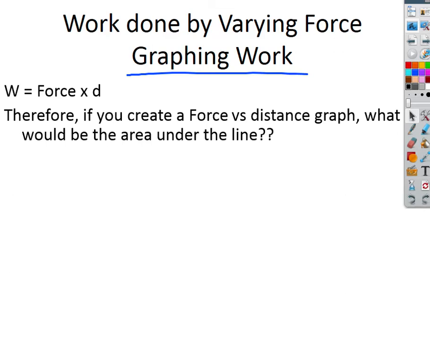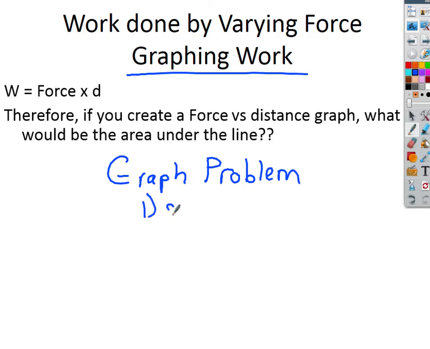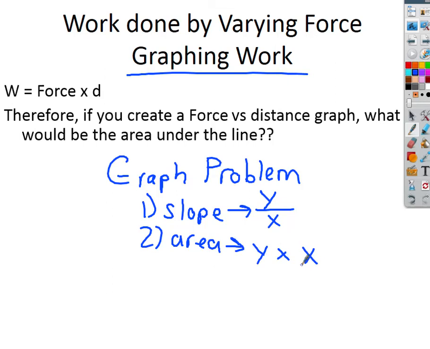Before I jump into this, just to make sure we're clear, whenever there is a graph given to you, you should know these are problems where they're basically saying you're going to do one of two things, most likely. Either the slope means something or the area means something. If it's the slope, the y-axis divided by the x-axis means something. For the area, the y-axis times the x-axis will equal something. Y times x will equal something.